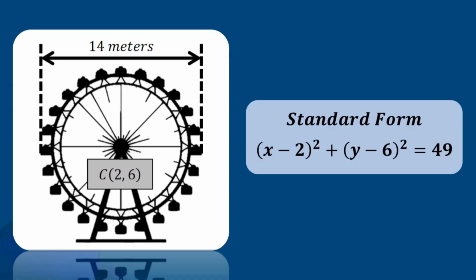For this problem, the coordinates of the center are already given at (2, 6). We only need to look for the value of the radius, in order to identify its standard equation. Here, the diameter of the Ferris wheel is given with a measurement of 14 meters. Taking half of it will give us the value of the radius, which is 7 meters.